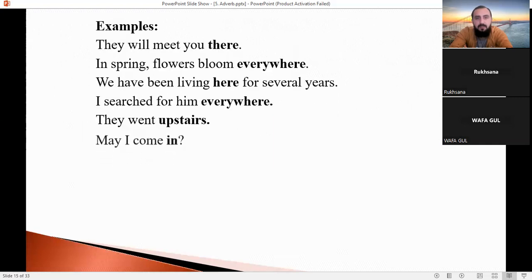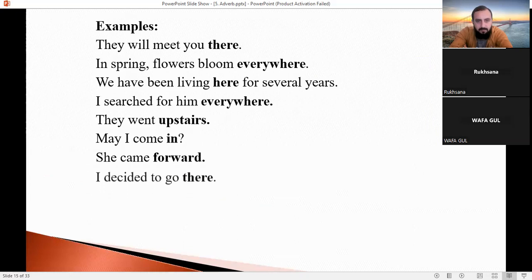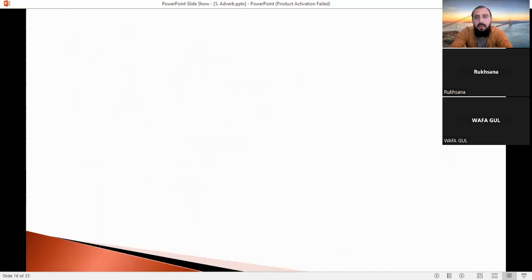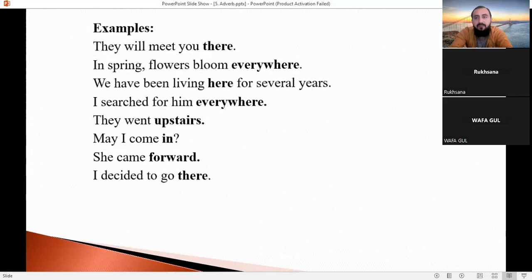Okay, examples. They will meet you there. In spring, flowers bloom everywhere. We have been living here for several years. I searched for him everywhere. They went upstairs. May I come in? She came forward. I decided to go there. So these are all adverbs of place, and they answer the question where.